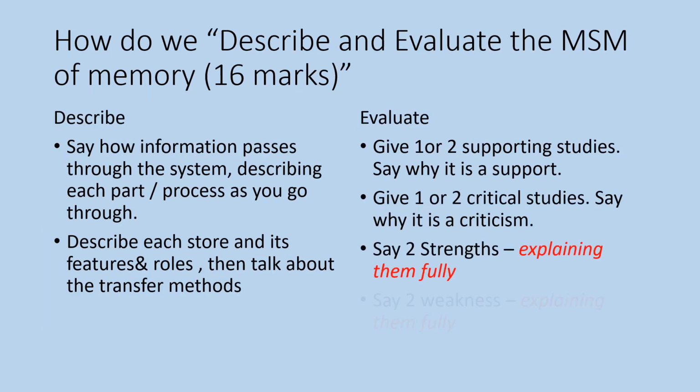So how do we do it? Well, as I say, describe the information as it passes through the systems, describe the process there, describe each store, making sure you talk about its features and then its methods of transfer. When it comes to evaluation, give 1 or 2 supporting points, say why it's a support, give 1 or 2 critical studies, say why it's a criticism, say a strength, explaining fully, say 2 weaknesses, explaining. All those are things that you would want to do.